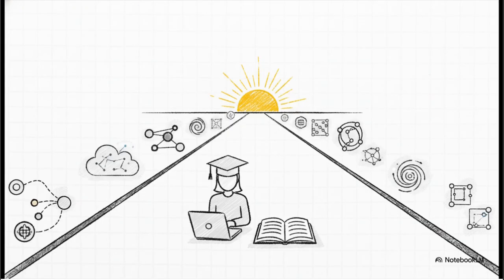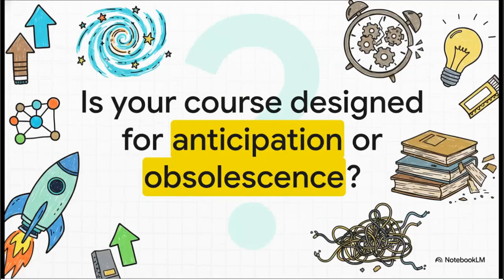But at the end of the day, this is about so much more than just getting students to use today's technology. The real goal is to design within what Atkinson's Substack calls an anticipatory framework, to prepare our students for the digital tools and trends that are going to shape their professions for years to come. And that leaves us with a final, and I think pretty challenging question to take away and reflect on. When you look at your own courses through this lens, are they truly designed for anticipation, or are they at risk of becoming obsolete? Definitely something to think about.